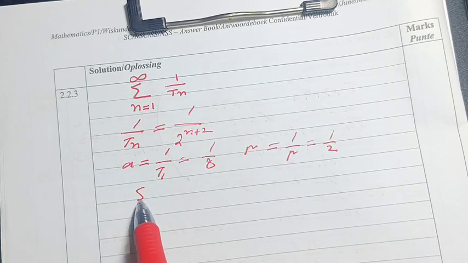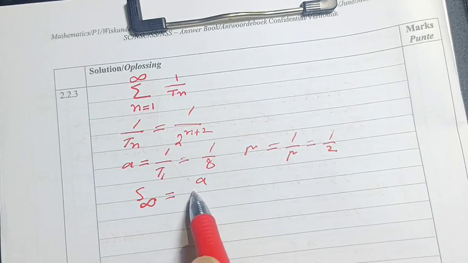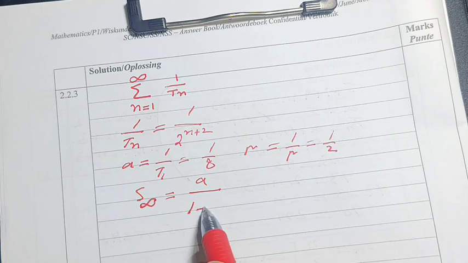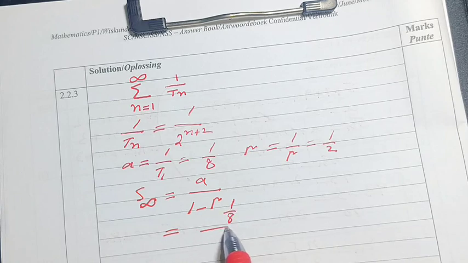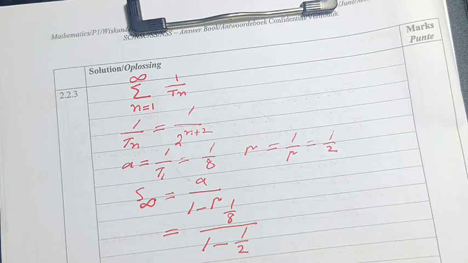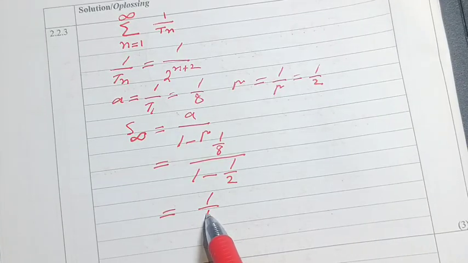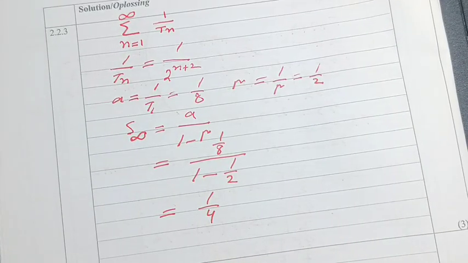The formula says S infinity is equal to A over 1 minus R. So the A we have is 1 over 8. We're going to substitute the value, 1 minus R, we got 1 over 2. I use the calculator. My answer will be 1 over 4. So this is my final answer.